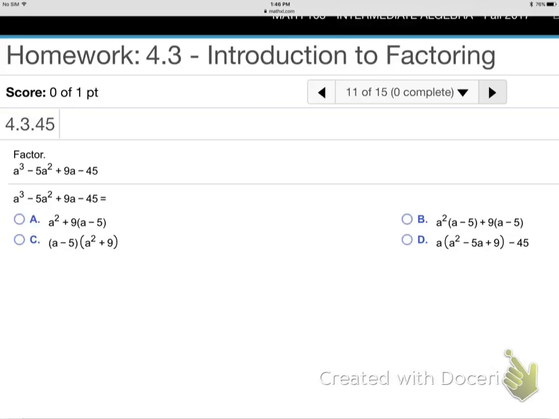Last one. Okay, so a cubed minus 5a squared plus 9a minus 4. Try that one. Let me let you try that one. Give you a second.